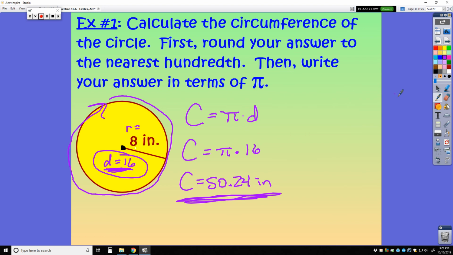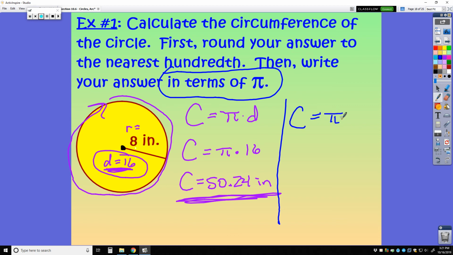Now, what's going to seem weird is my second way of doing this problem. The second way says, then write your answer in terms of pi. And so what I mean by that is this. If we still did pi times diameter, and you plugged in 16 for the diameter, what in terms of pi means is don't do 3.14 for the pi. Don't press the pi button.